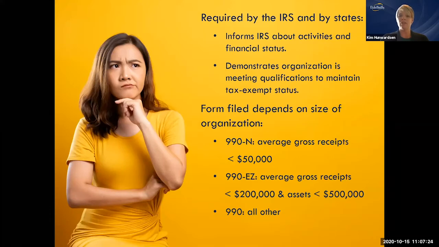The next one is the 990EZ, for average gross receipts of less than $200,000 and assets of less than $500,000. If you don't fall into one of those categories, you get to file the 990, the big form. So understanding which of those forms you're required to file is important to make sure that you're getting accurate information to the IRS.